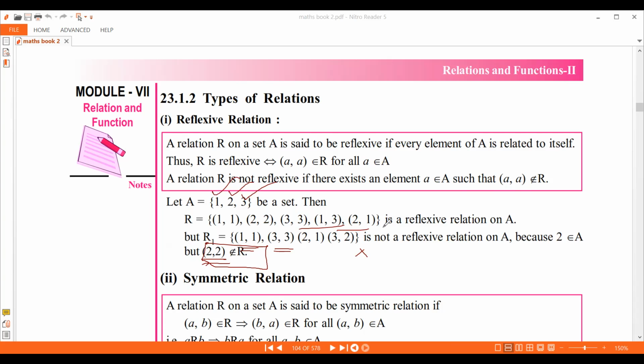Clear? But if there is (2, 2), and if there is (1, 2), doesn't matter. Aditi, you didn't get it? Okay, we'll take another example. I understood (2, 2), (3, 3). But if there is (1, 1), (3, 3), (2, 2), and the last element is (2, 1), it's not a reflexive relation. I will ask you one thing. You just see this.